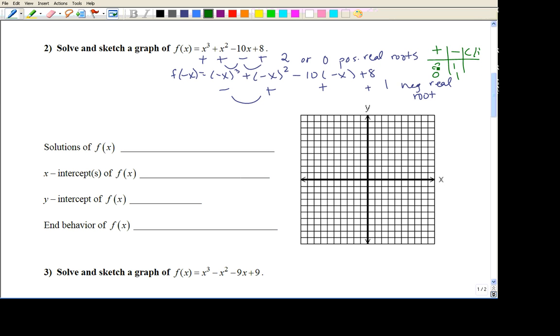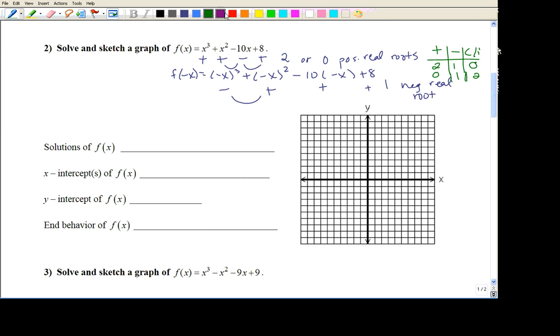Each row has to add up to the total number of roots or solutions that we have, which by looking at the degree we know we will have 3 roots, so each row has to add up to 3. So 2 plus 1 is 3, so that leaves none for the complex or imaginary, and 0 plus 1 is just 1, so that leaves 2 for complex or imaginary. So there's our rule of signs chart.